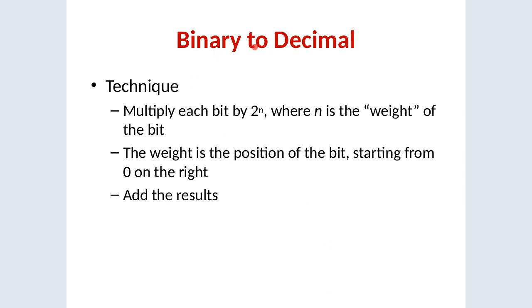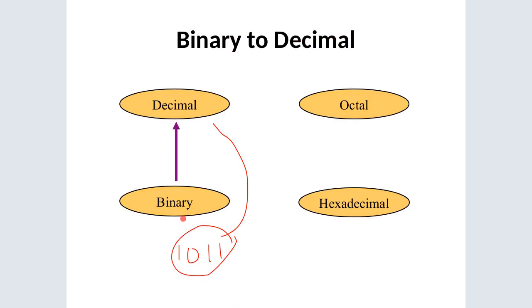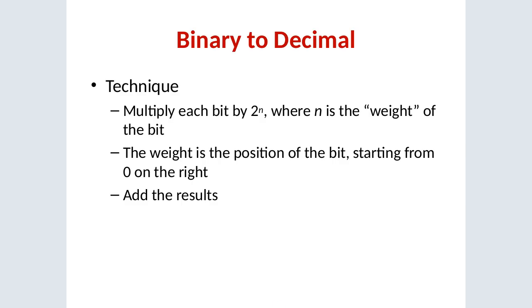So in binary to decimal number systems, we are going to find a common technique. The technique used to convert from binary to decimal is almost similar to what you use from binary to octal and binary to hexadecimal. Let's go through an example so that you understand.